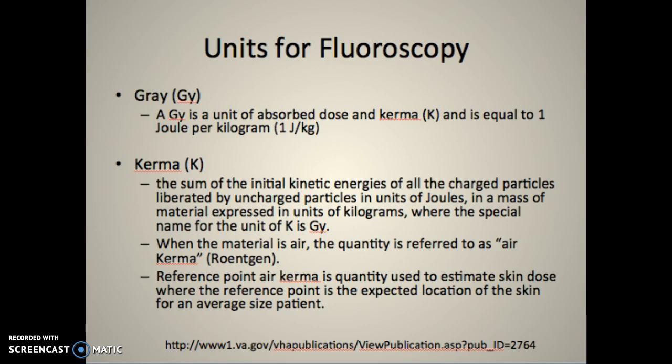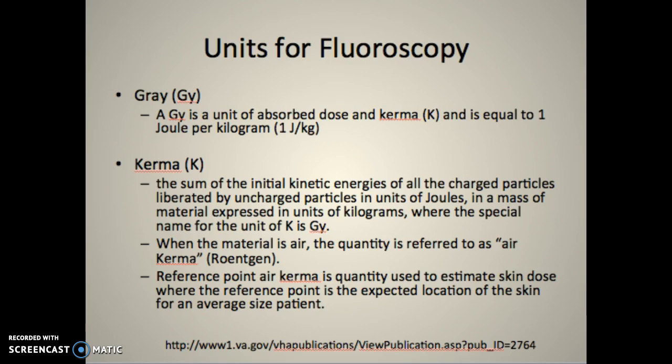So as you recall, the gray is a unit of absorbed dose and also is referred to as kerma and is equal to 1 joule per kilogram. Now, they wanted me to talk about this to you. We'll break it down when we actually get to the biological effects, but I kind of wanted you to know how they're talking about things. So they're actually going to bring the kerma into this. So what is that? The K is the sum of the initial kinetic energies of all the charged particles liberated by uncharged particles in units of joules and a mass of material expressed in units of kilogram, where a special name for the unit of K is gray.